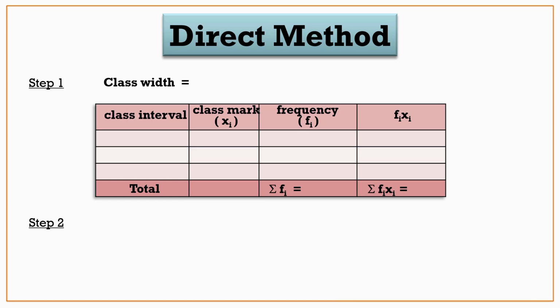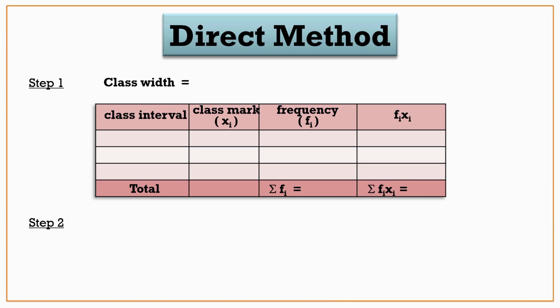And then we have the frequency, that is fi. Xi is the class mark for each row, and similarly fi is the frequency for each row. Then finally what we need to do is multiply fi xi. So we have to multiply each class mark with the frequency. In this way, we have to fill in each and every row.